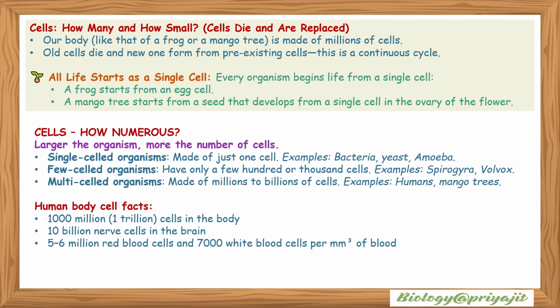Now we should know about cells: how many cells there are and how small they are. Cells die and are replaced. Our body, like that of a frog or a mango tree, is made up of millions of cells. Old cells die and new ones form from pre-existing cells. This is a continuous cycle.